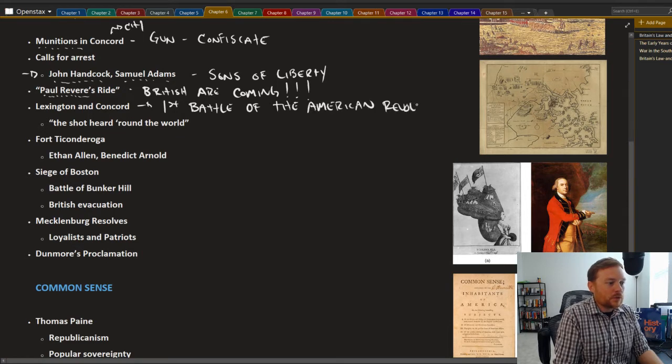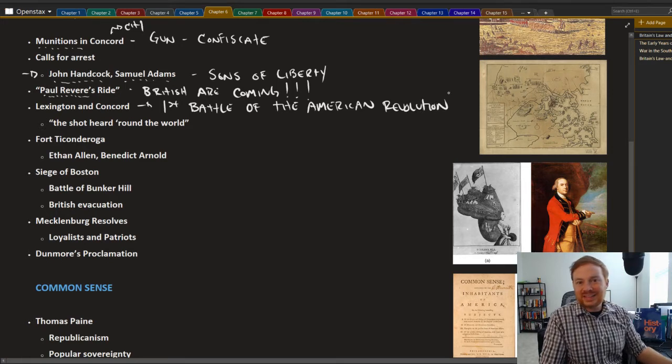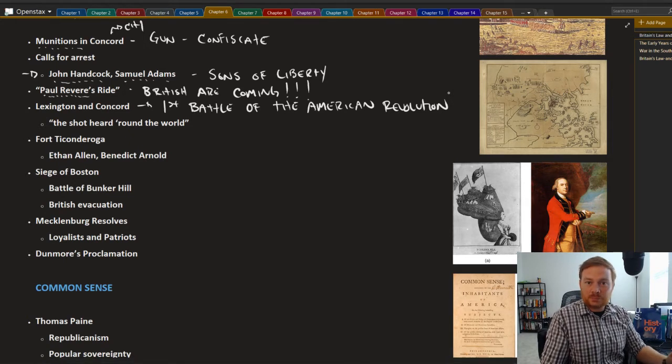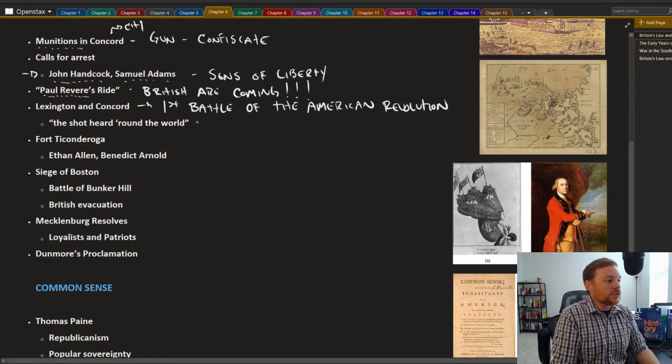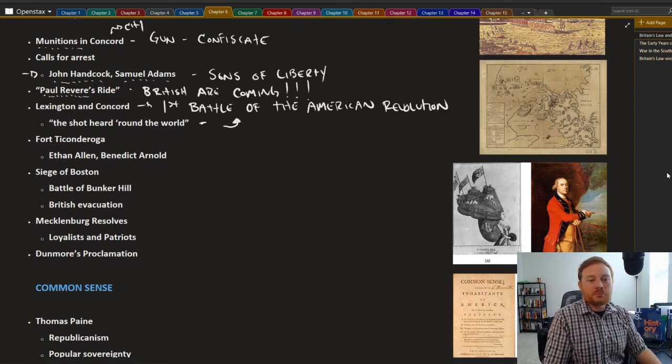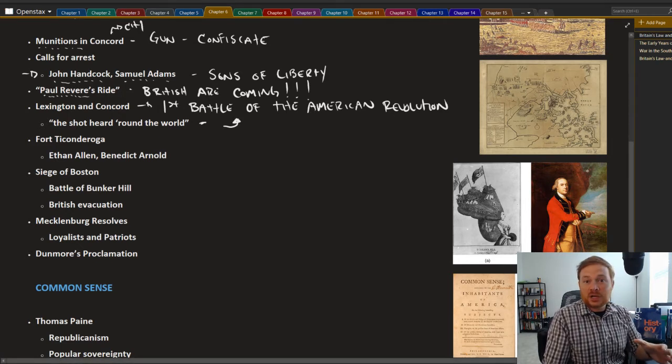Enough Minutemen met in Lexington, Massachusetts, which was a city, and they were there designed to try and stop the British from continuing their march to Concord to confiscate those guns, and they exchanged gunfire. And that exchange of gunfire not only marked the first battle of the American Revolution, but it also is called the shot heard round the world, or the beginning of the American Revolution. So the shot heard around the world is a reference to the beginning of this revolutionary movement. That sparked off various conflicts throughout.